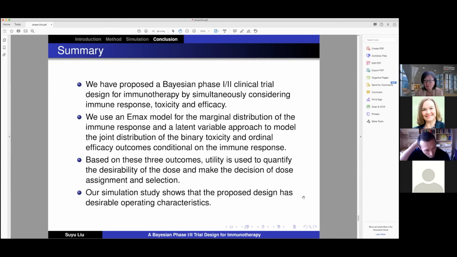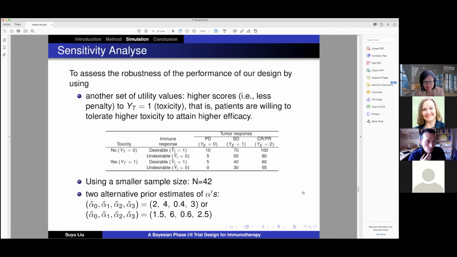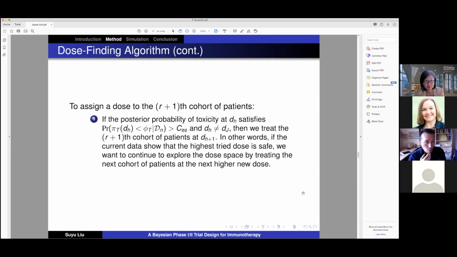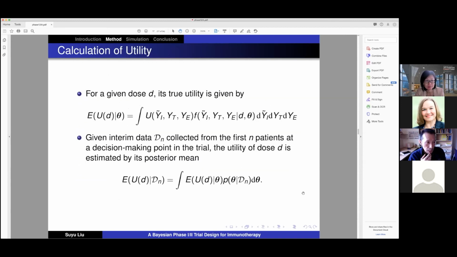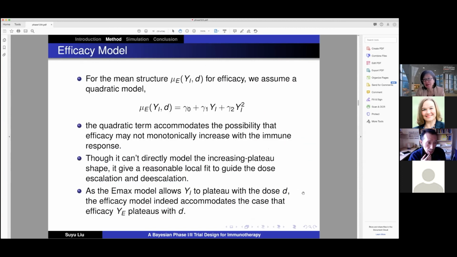So let me ask one question. I think the YE, the efficacy variable, you didn't include those, but only included YI in the model. I think I missed why you didn't include those for the modeling of YE. Right? We shouldn't include those here?